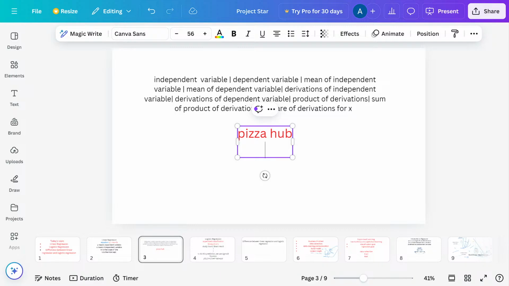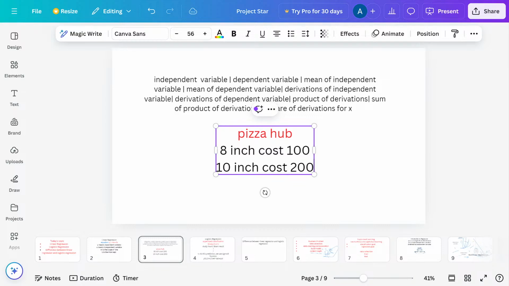We know that pizza comes in different sizes. Let's consider that the pizza with size 8 inch costs 100 rupees, the pizza with size 10 inch costs 200 rupees, and the pizza that comes in 12 inch costs 250 rupees.